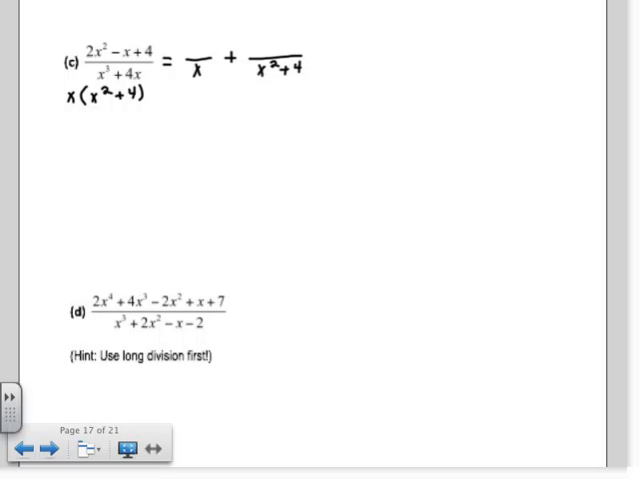Okay, there's my two denominators, x and x squared plus 4. So on the top, above x I put a. Above x squared plus 4 I put bx plus c, right? So you need to find a, b, and c on this one.